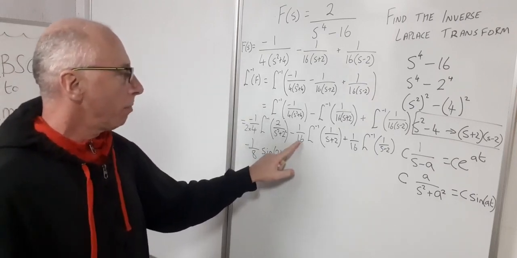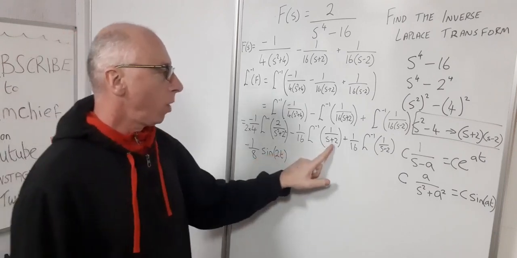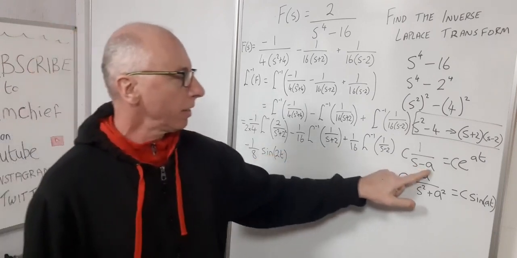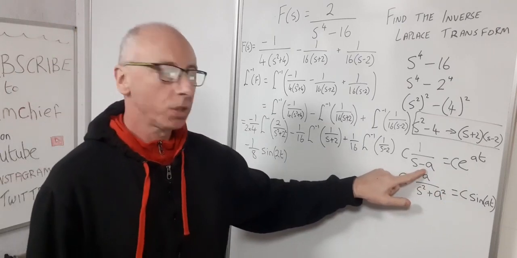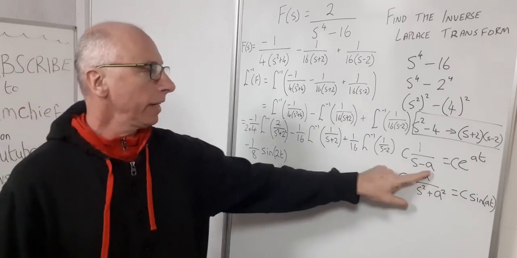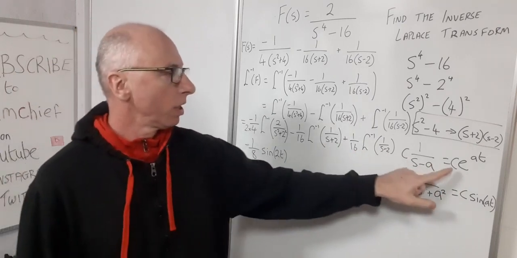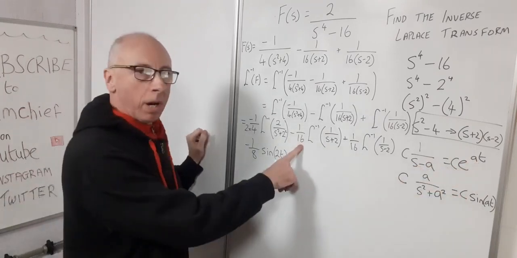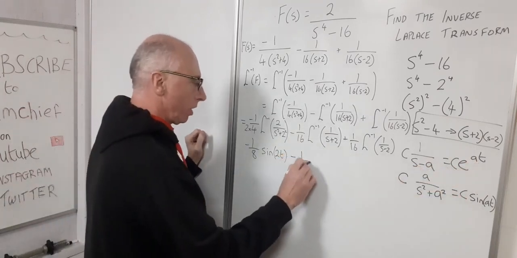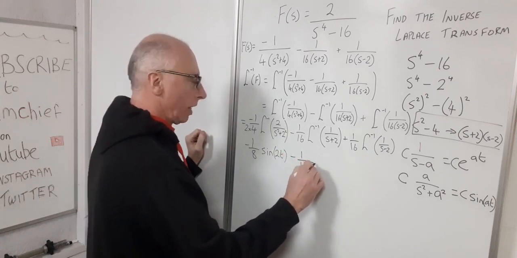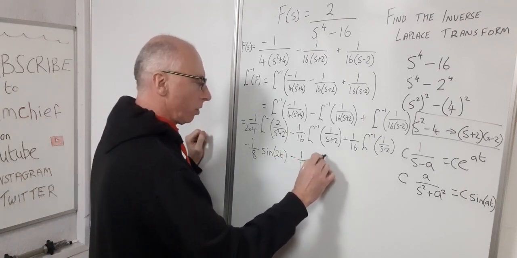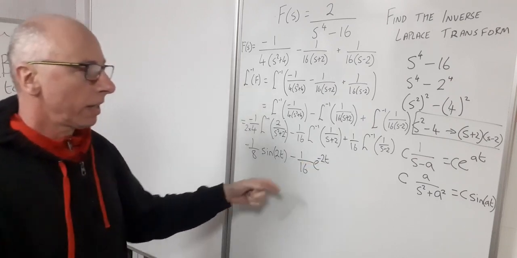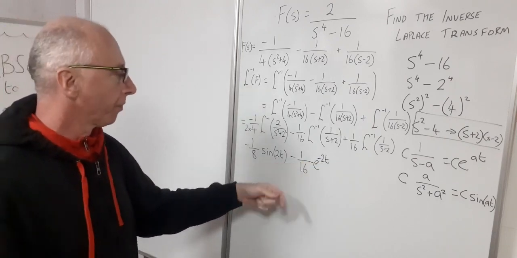Now this one here, we've got minus 1 over 16 and 1 over s plus 2. Now this was our general solution here. So here our a is minus 2. So we've got e to the minus 2t. So our c would be minus 1 over 16. So minus 1 over 16 e to the minus 2t. So that would take care of that one.